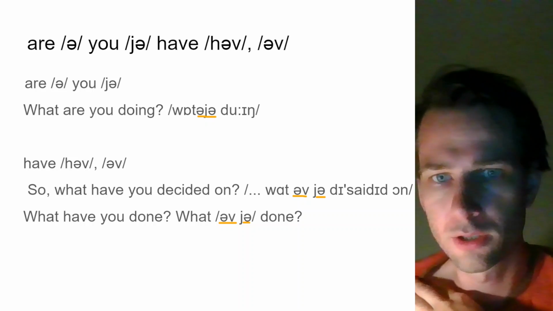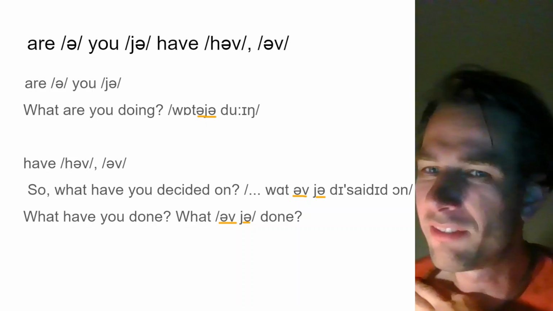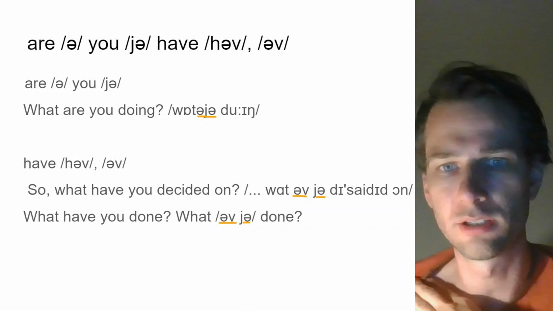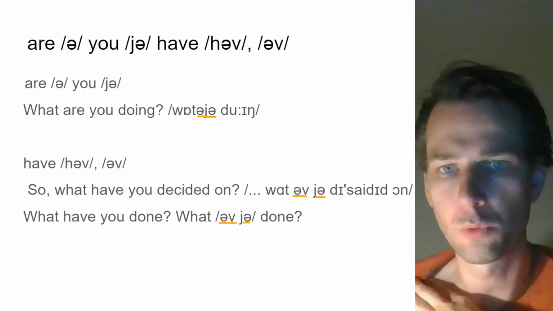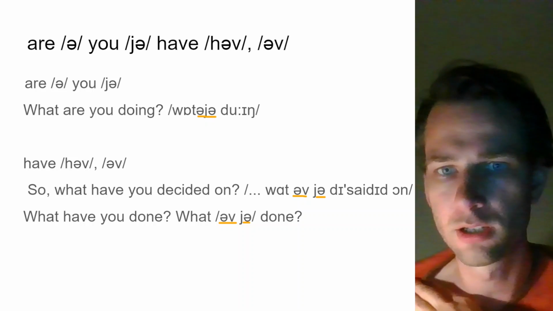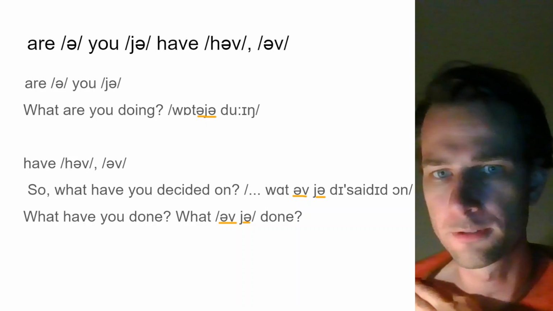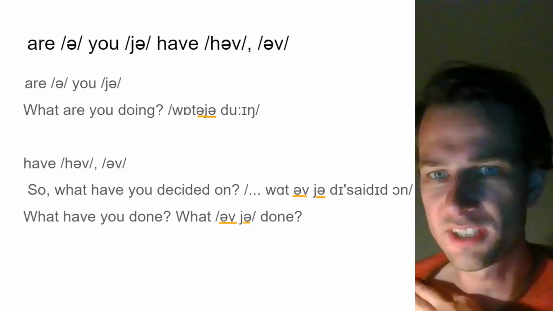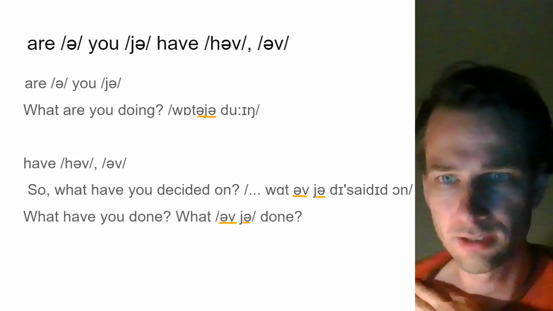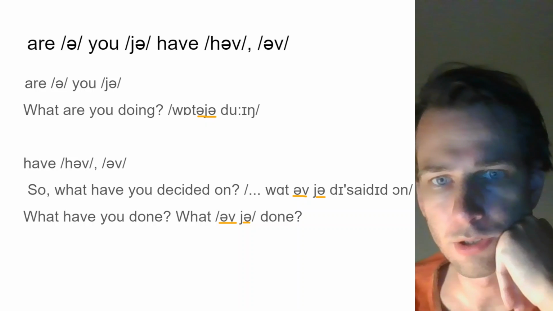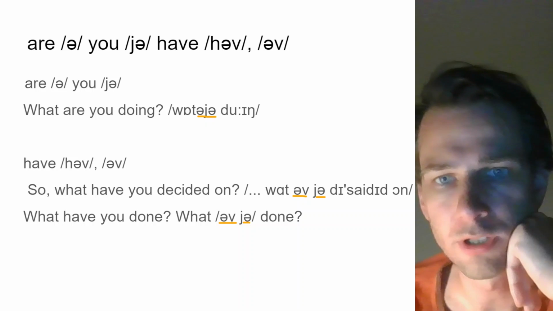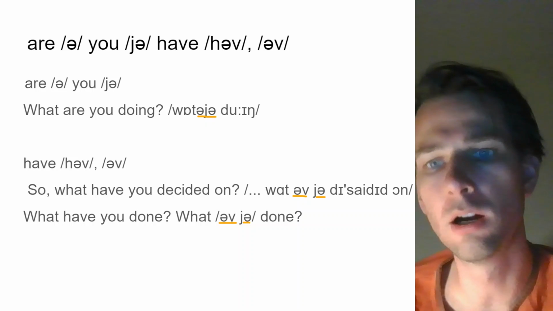Also this one, it's not what have you decided on? It's very short. What have you decided on? Why is it the case? Because the short form of have is just have, or in some cases, of.